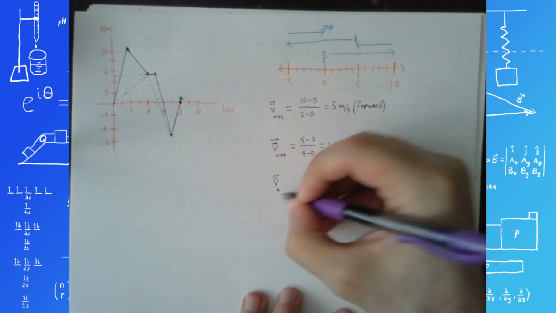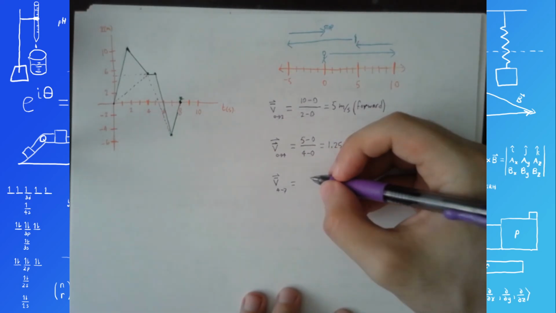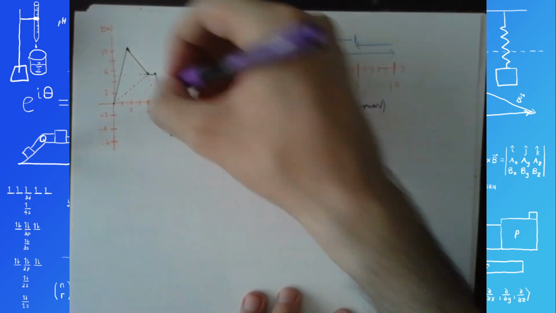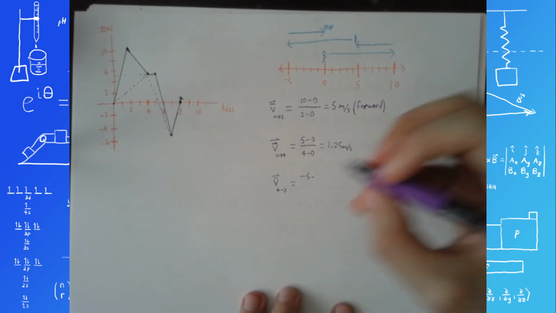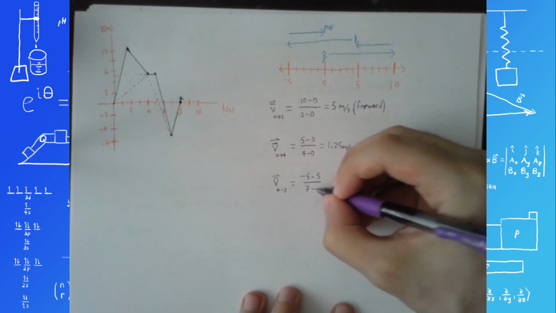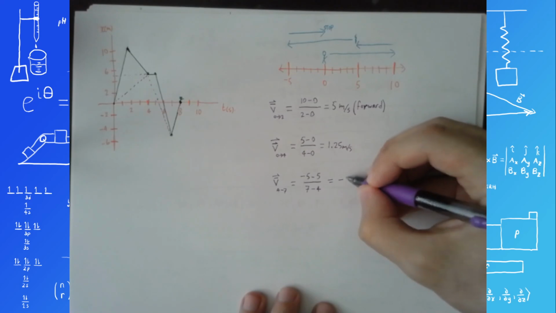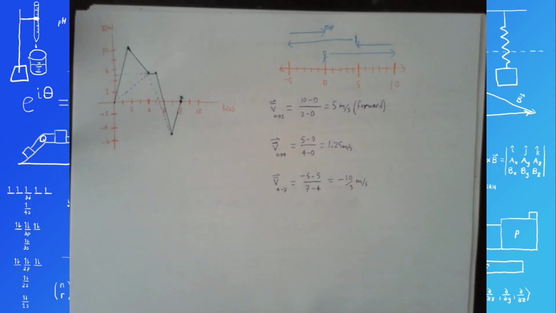V average from 4 to 7 seconds is going to be position at 7 seconds is -5 minus position at 4 seconds is 5, over time at 7 seconds is 7 minus time at 4 seconds is 4. So that's -10 over 3, -10 thirds meters per second, or if you prefer, -3.333. The negative indicating that it's backward motion.